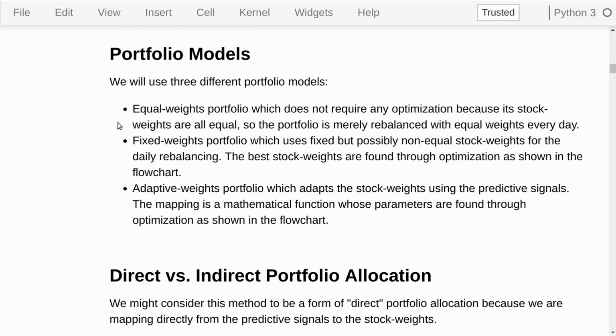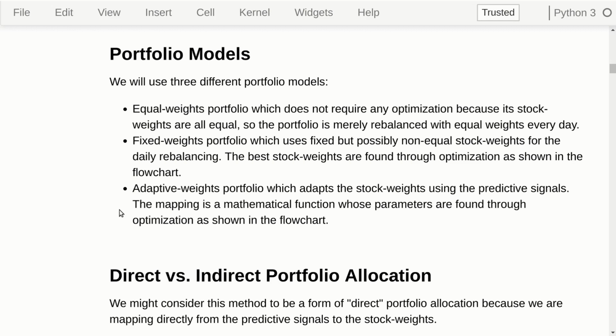The first one is the naive equal-weighted portfolio, which does not require any optimization because the stock weights are just equal, so the portfolio is rebalanced equally every single day. The second type of portfolio model is called the fixed weight model, where the portfolio weights are the same throughout the whole period, but they may not be equal, and the way we find them is through the optimization loop that I showed you above.